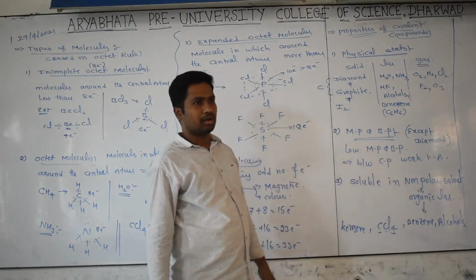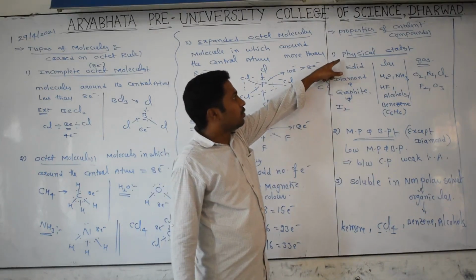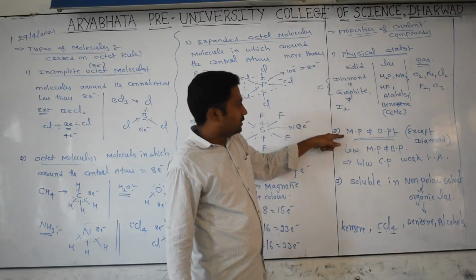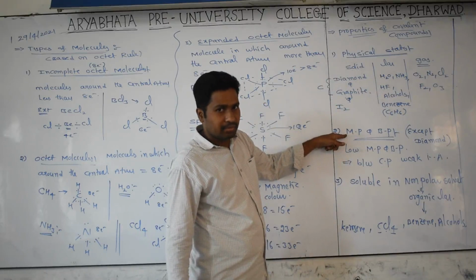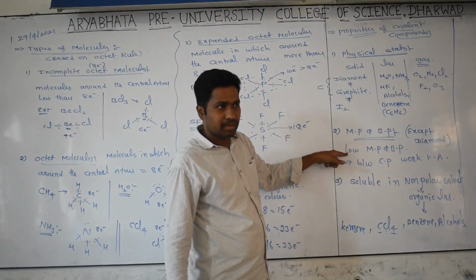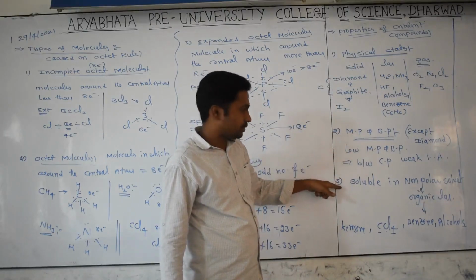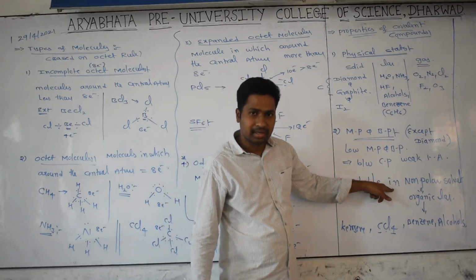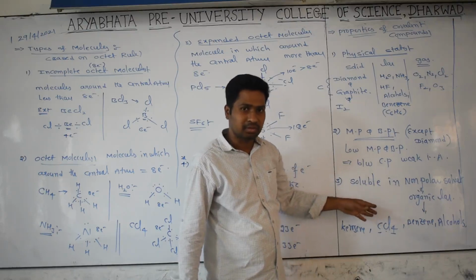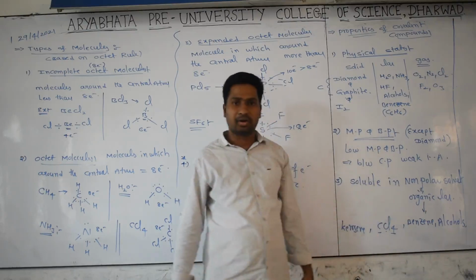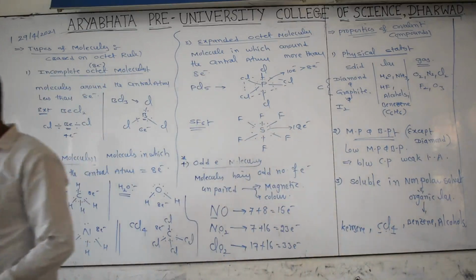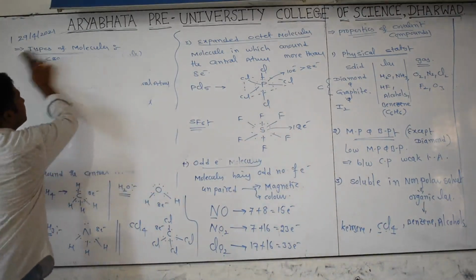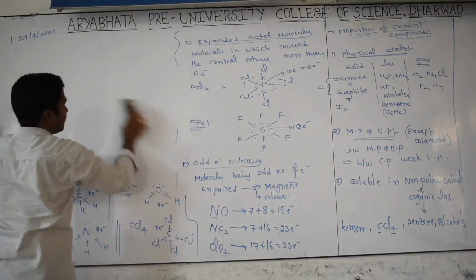Most of the covalent compounds, just see once, may exist as solid, liquid, and gases. They have very low melting and boiling points, because between the constituent particles we have a weak force of attraction. They are soluble in non-polar solvents, nothing but organic liquids like benzene, toluene, kerosene, petrol, carbon tetrachloride, and alcohols. We will see some other properties of covalent compounds.